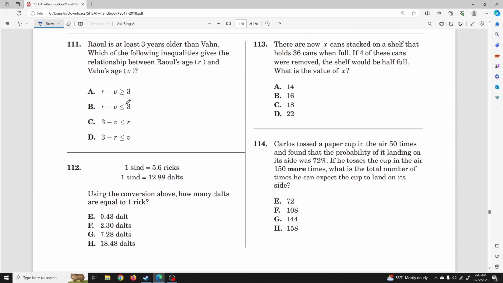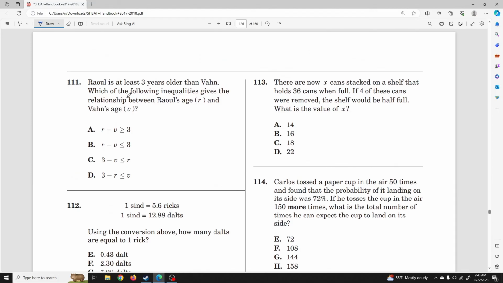Moving on to the last page of the test. Can't believe we made it this far. It says that Raul is 3 years older than Vaughn. Which of the following inequalities gives the relationship between Raul's age and Vaughn's age?